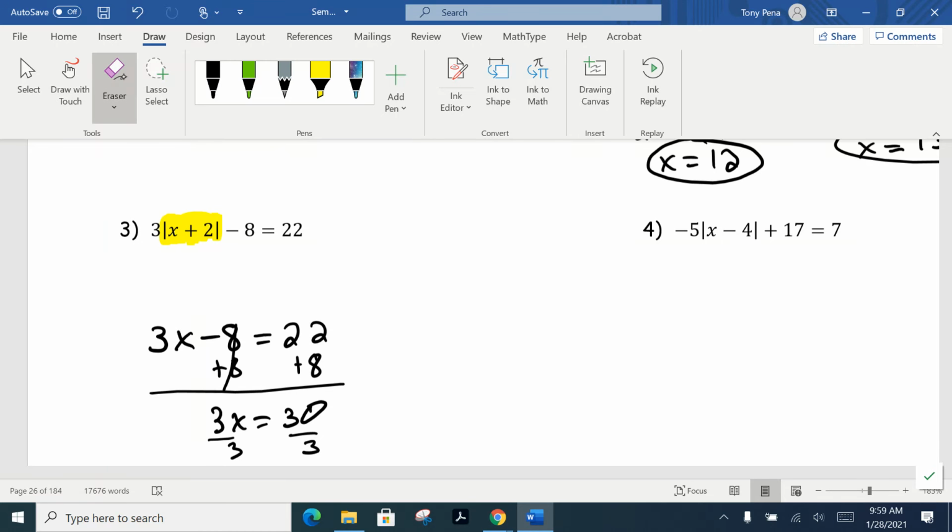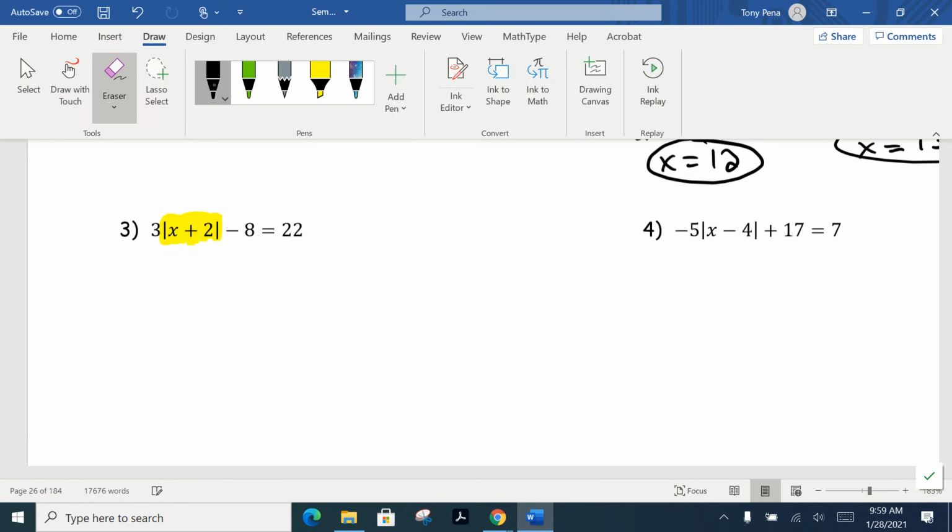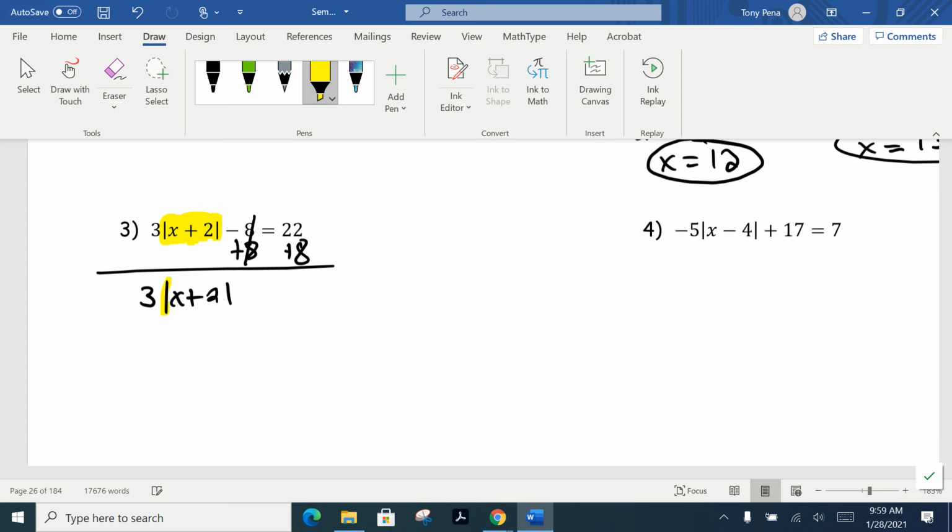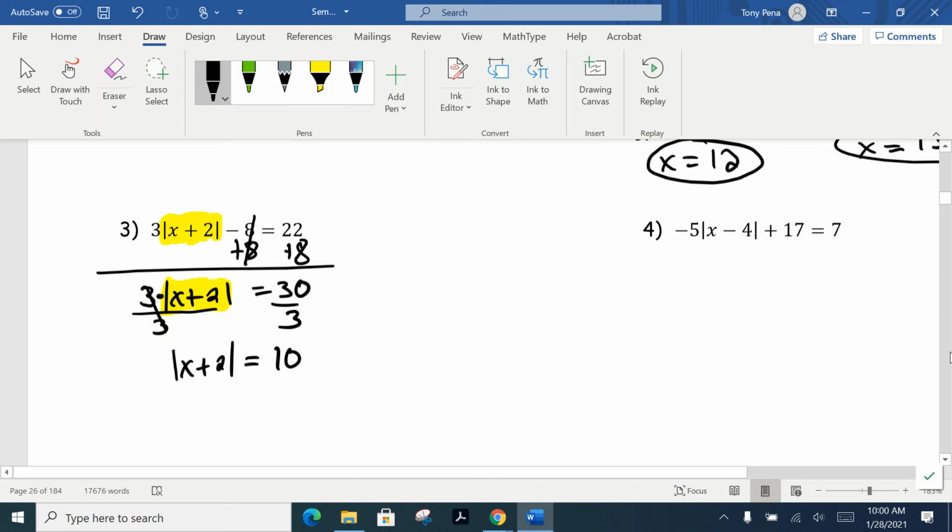The first thing we want to do is get rid of that -8 from the left-hand side. So we're going to add 8 to both sides. So that cancels. We still have the 3. And then we have the absolute value bars that we're going to ultimately try to get isolated. So that now all equals 30. We still don't have what I have highlighted by itself. So since this is a product, we want to divide by 3. So that we now end up with the absolute value of x plus 2 set equal to 10.